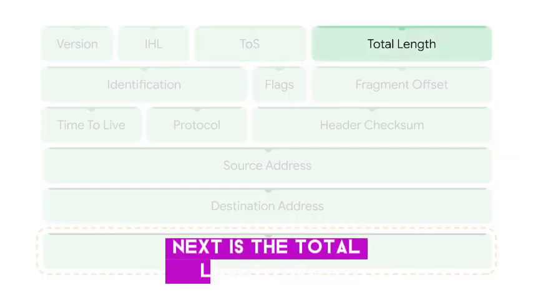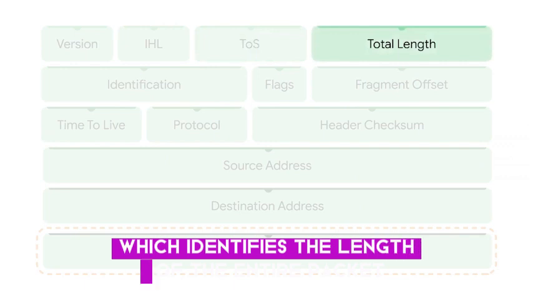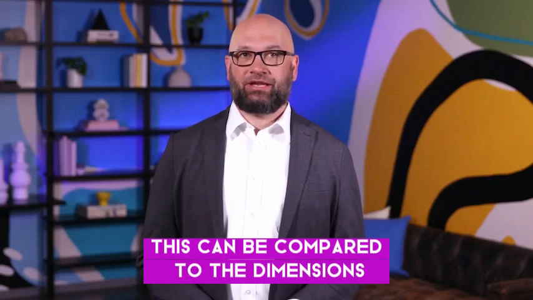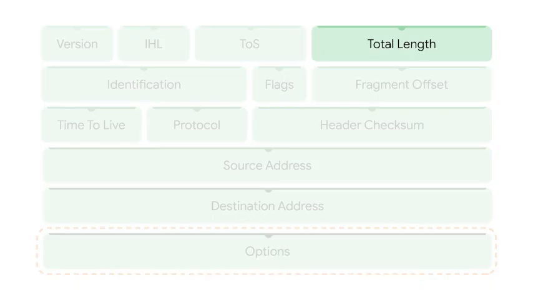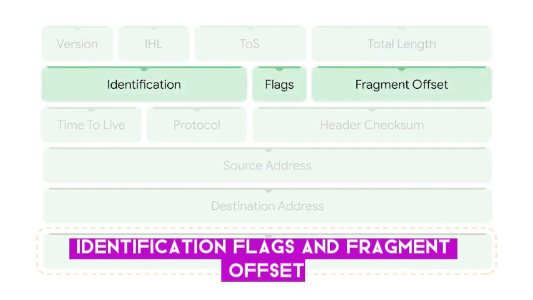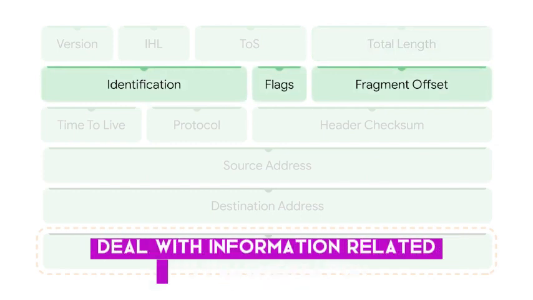Next is the total length field, which identifies the length of the entire packet, including the headers and the data. This can be compared to the dimensions and weight of an envelope. The next three fields, identification, flags, and fragment offset, deal with information related to fragmentation.